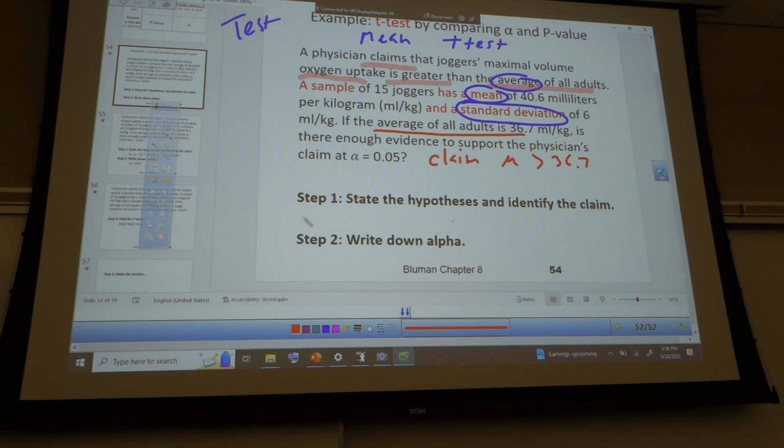What's my H naught? H naught's always equals. So mu equals, remember this number from the claim, that's my mu naught, 36.7. Is that my claim? No. So then H1 has to become my claim. Then I'm going to write down alpha. What's my alpha? 0.05. Done with step 2. That was easy.